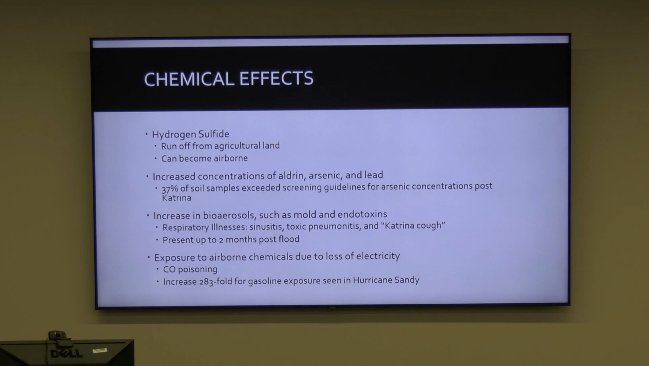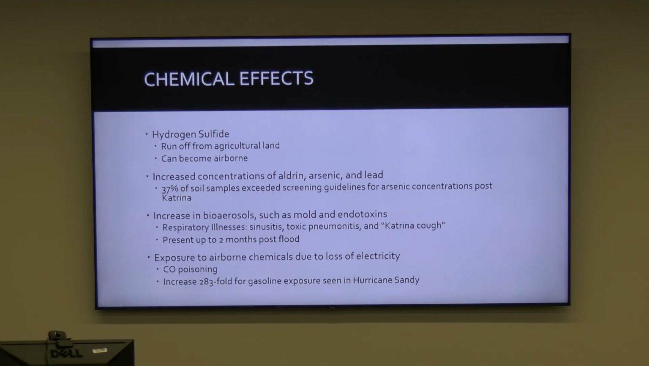There can be an increase in bioaerosols such as mold and endotoxins that can cause respiratory illnesses such as sinusitis, toxic pneumonitis, and the Katrina cough, which is what I previously mentioned. It can be present up to 2 months after flooding, so it is considered more of a long-term effect of hurricanes. So if you are in a location where a hurricane has hit and you see patients that have these symptoms, definitely consider these as potential causes for the symptoms that you're going to be seeing.